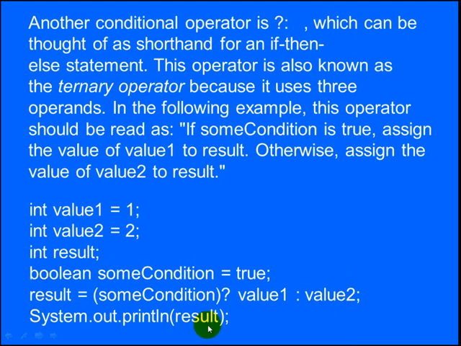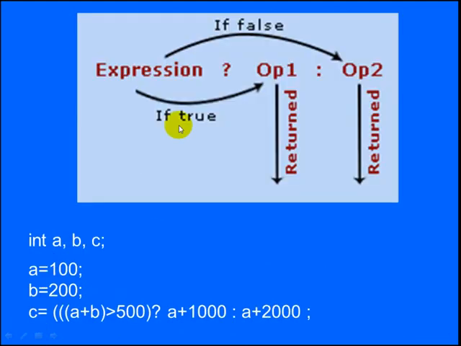So the result is printed here. In this example, someCondition is true, so value 1 is 1, so result equals 1. If we print it, then we shall get 1. Suppose instead of true we store false in the someCondition variable. In case of false, value 2, which is 2, will be assigned to result, so it will print 2 as the output.